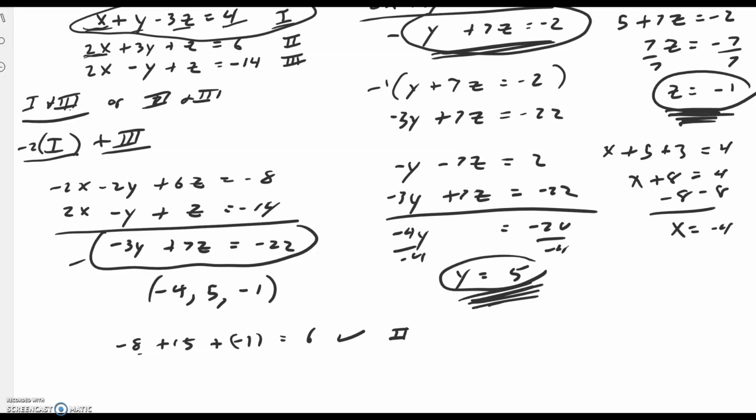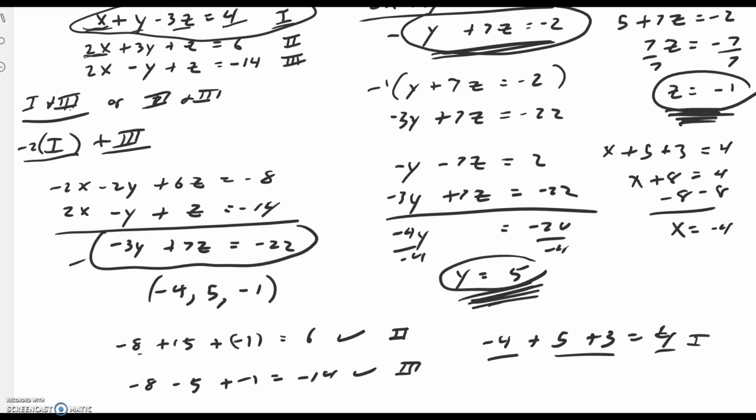And we could check in equation 3 as well. 2 times x, that's -8. Minus y, that's -5. Plus z, that's plus -1, is supposed to equal -14. And sure enough, -8 plus -6 is -14. So this checks in equation 3. And lastly, equation 1, x plus y minus 3 times z, which is plus 3, is supposed to equal 4. And 8 take away 4 equals 4. So this checks in equation 1.